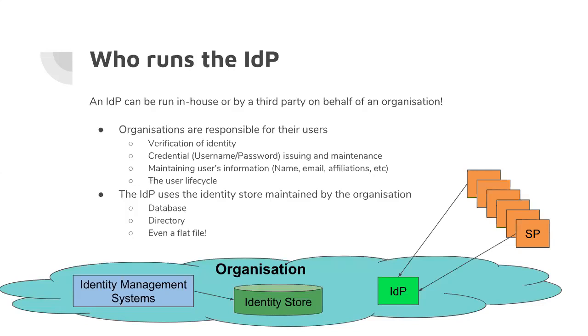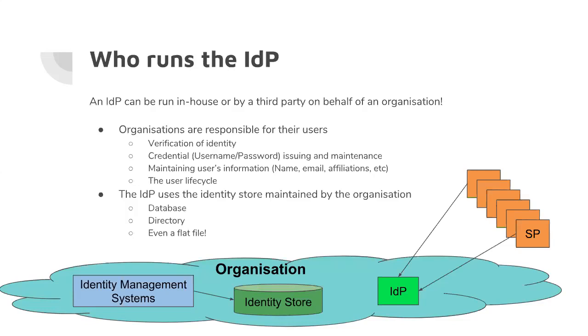But the organisation still has a responsibility for their users, independent of where the IDP is run. They need to verify their identity, they need to provide them with some credentials, so issuing of credentials and maintaining those credentials. They also need to maintain the user's information, their names, their email address, basically maintain their attributes, and look after the user lifecycle. So as users come and go into and out of the organisation, their status will change. Their ability to log in will also change.